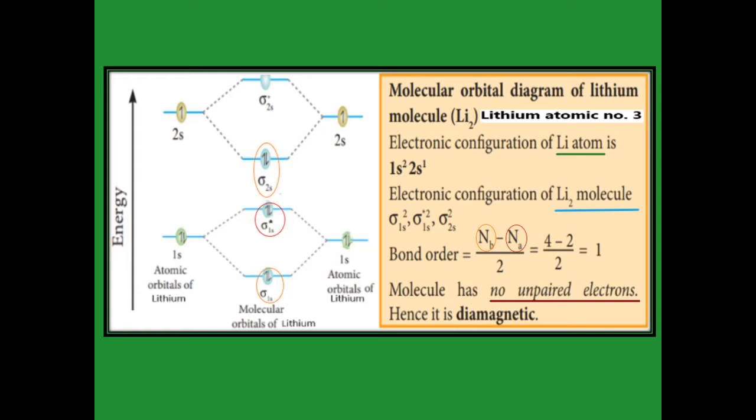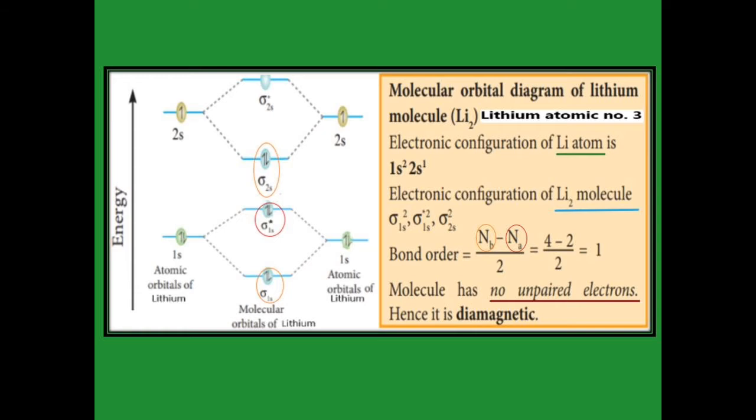Now the 1s of both atoms contain how many electrons? 4 electrons. Those 4 electrons occupy the molecular orbitals. Sigma 1s contains 2 electrons and sigma star 1s also contains 2 electrons.